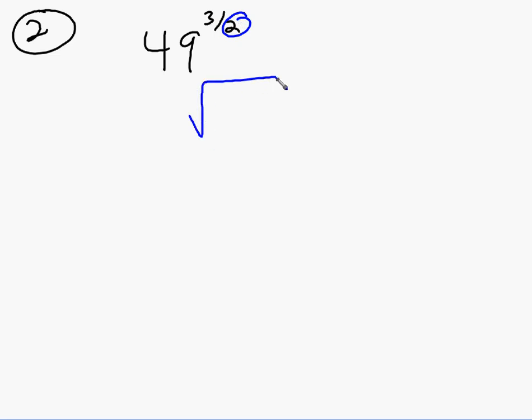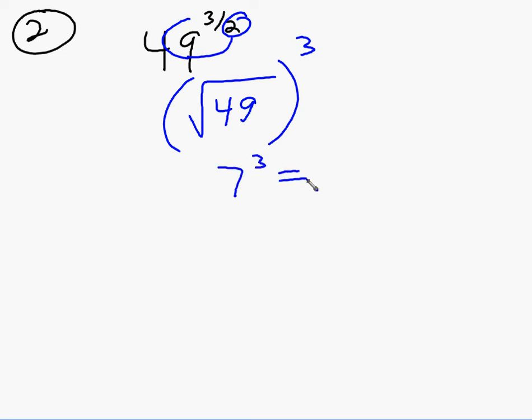Let's do another one. How about 49 to the 3/2 power? Well, you always start with the root, which is right here. This is going to be the square root of 49. That whole thing is going to be cubed. So the square root of 49 is 7. 7 cubed is, from your root sheet, what is it? 343.